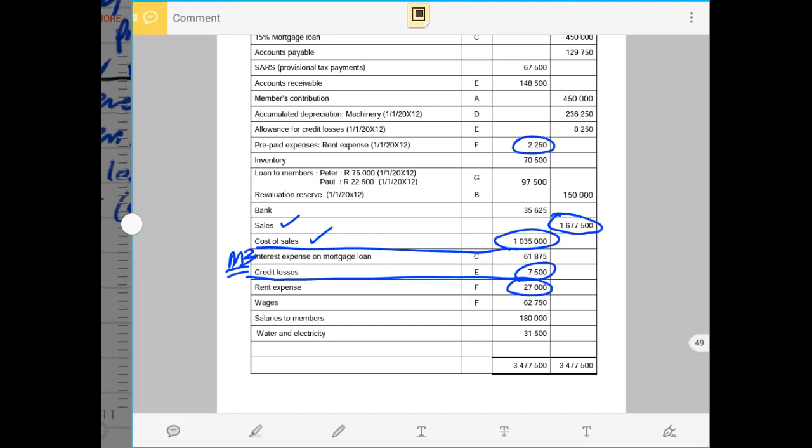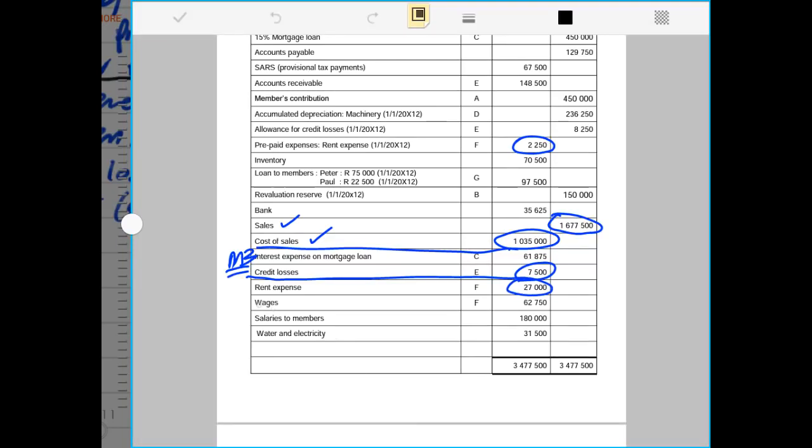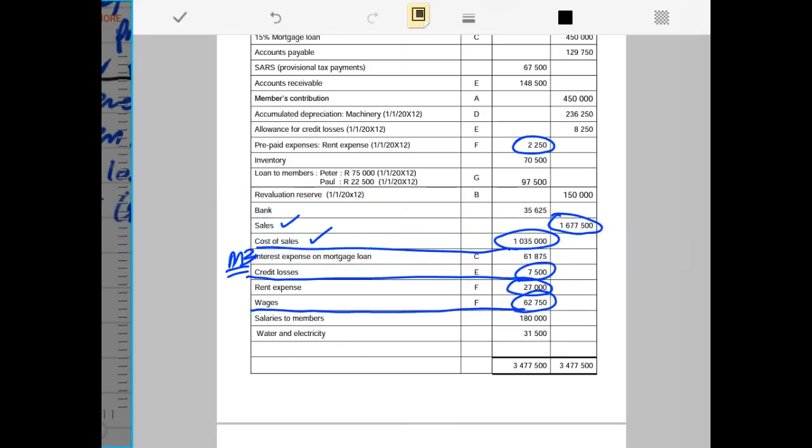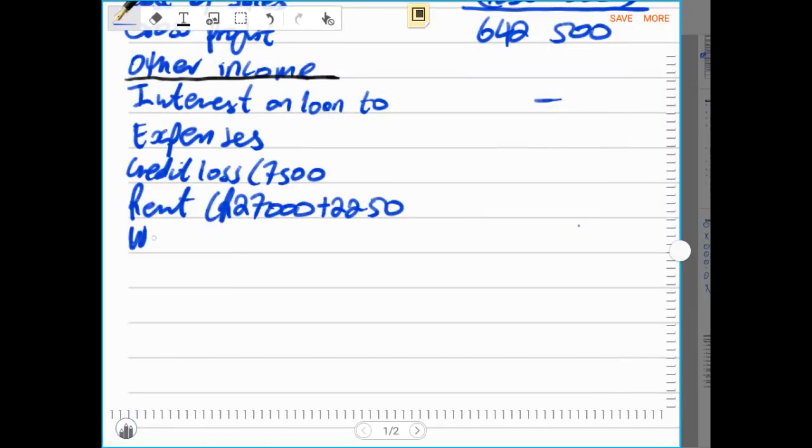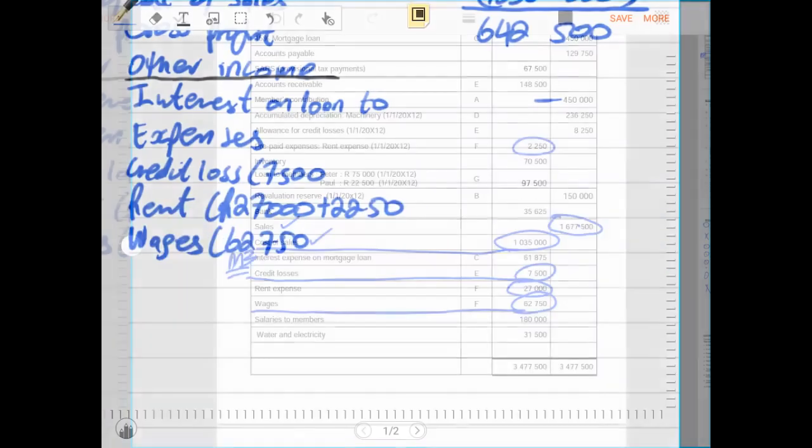Let me leave that one so far. The next expense is wages, and our wages is 62,750. There might be an adjustment, I don't know. So let me leave it like that so far.